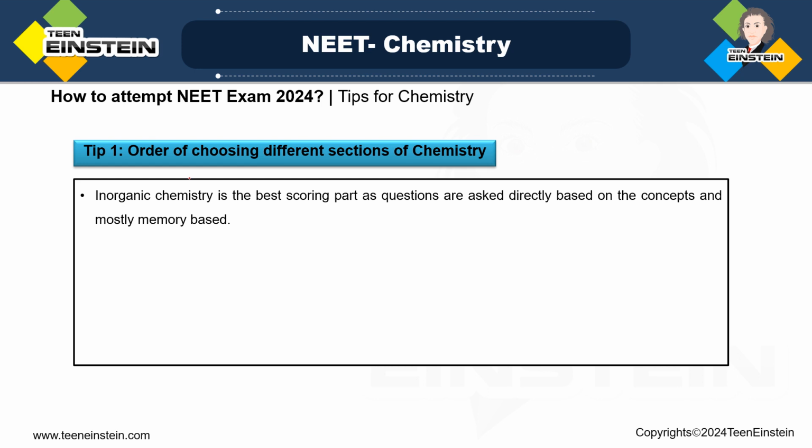Here we have the first tip: the order of choosing different sections of chemistry. We know that there are 3 branches: physical, inorganic, organic. The suggested order is inorganic chemistry first, because it is the best scoring part. Just think about the P block or a periodic table question. Mostly the questions are direct, and it is the best scoring part compared with the other sections, because it is asked directly based on concepts, and it is also memory based. When it is a memory based question, you don't have to solve anything or write any steps to find the answer. It is not like that.